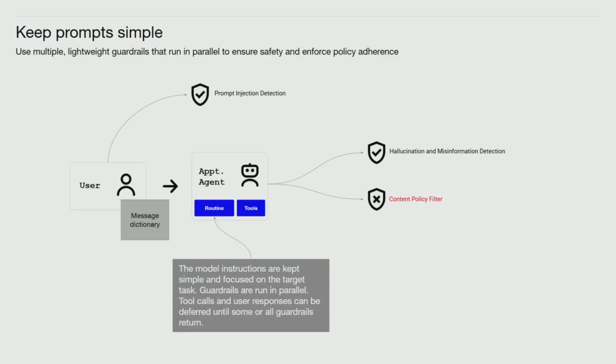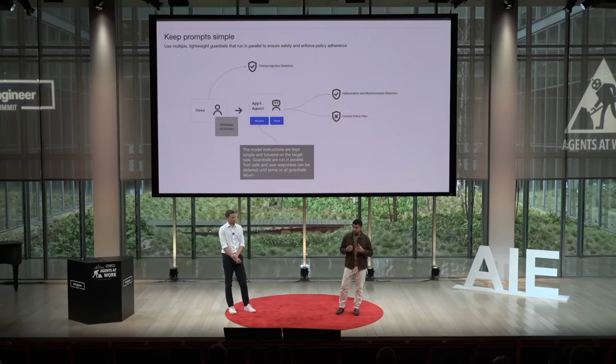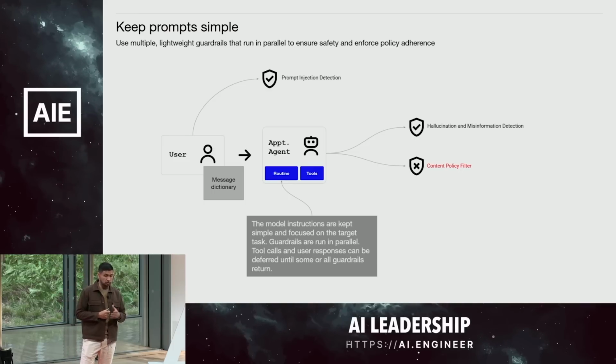Guardrails should not necessarily be made part of your main prompts, but should instead be run in parallel. And the proliferation of faster and cheaper models like GPT-4o Mini is making this more accessible than ever. Tool calls and user responses that are high stakes, for example, issuing a refund or showing a user some information from their personal account, can be deferred until all of the guardrails have returned. In this example, we see that we're running a single input guardrail to prevent prompt injection and then a couple of output guardrails on the agent's response.